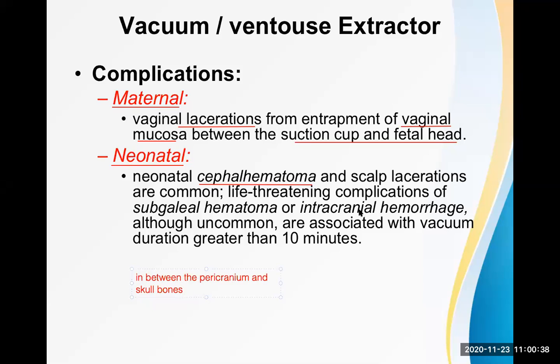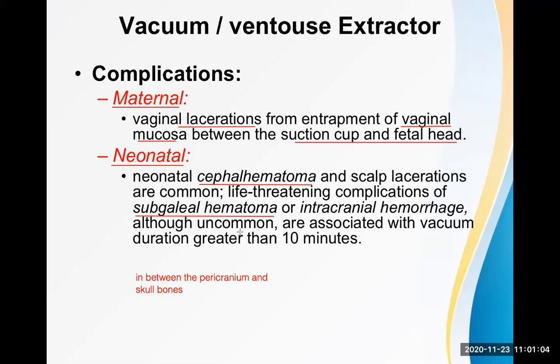Whereas subgaleal hematoma is a somewhat similar condition, but it occurs in a different plane. I already talked about this. This is below the galea aponeurotica, and cephalhematoma occurs between the pericranium and skull bone. So the plane is different, but the manifestation may be the same. Both of them may present with swelling.